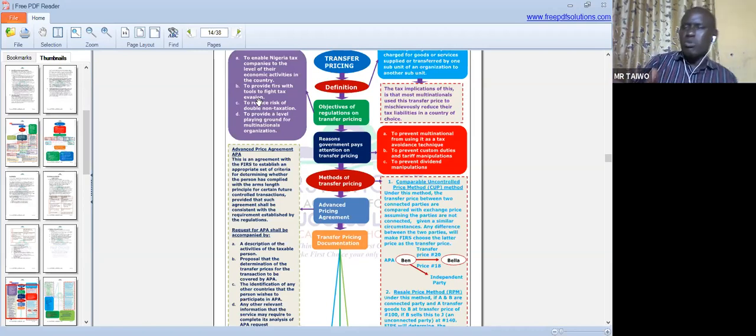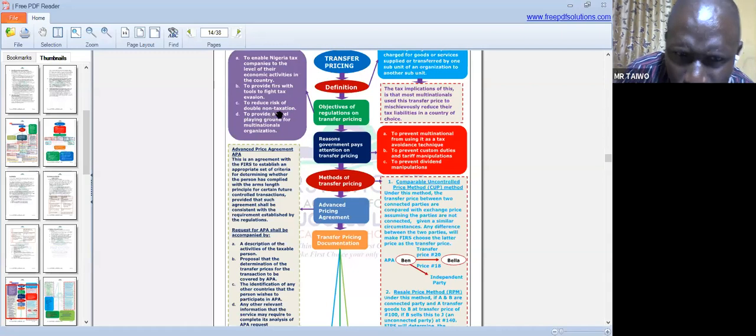Therefore, the regulations are meant to restore sanity into the system by providing the tools to fight tax evasion, and to reduce the risk of double non-taxation. Because transfer pricing can also be used not to pay tax in another country, the country of the source, and in the Nigerian country, they can use this transfer pricing to evade tax in these two countries on a particular transaction. The regulations will help us to prevent that, to reduce the risk of double non-taxation.